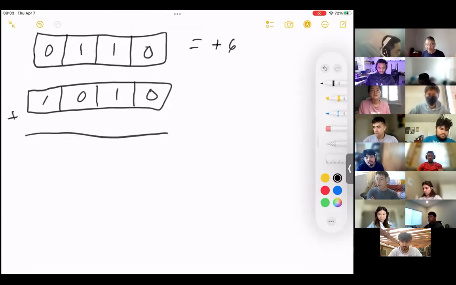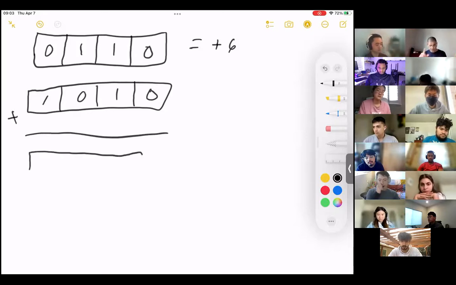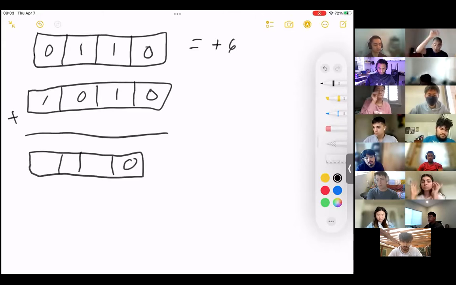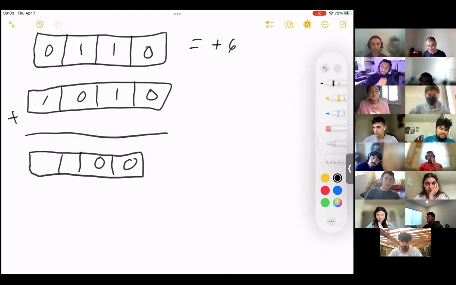Now, if you add those two together, let's do the addition just like we do in kindergarten. Take the rightmost digit, and 0 plus 0 is 0. So we can put a 0 under that. And then the next one is 1 plus 1. 1 plus 1 in binary is what? 0 and carry 1.